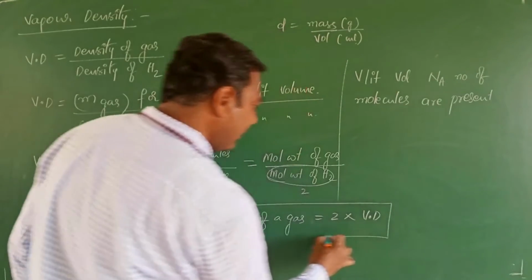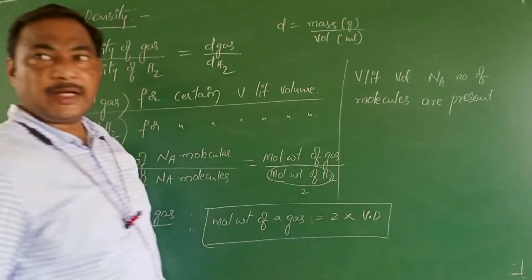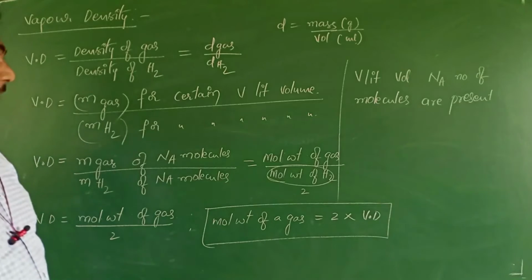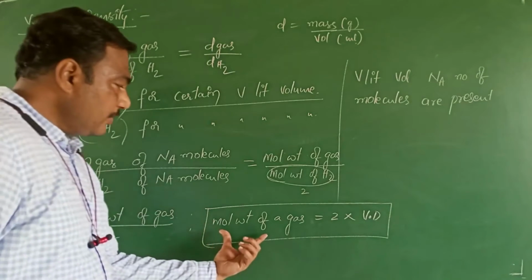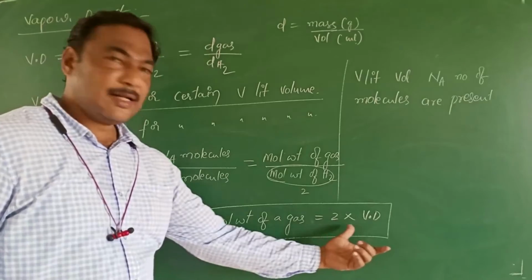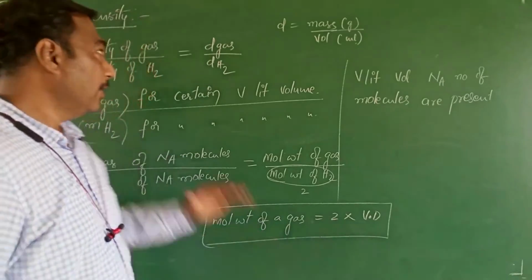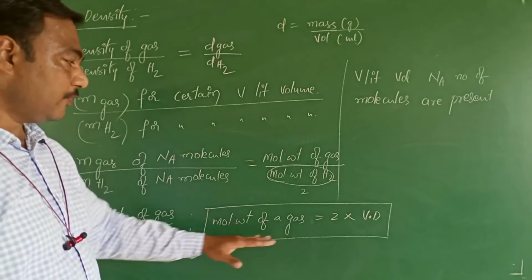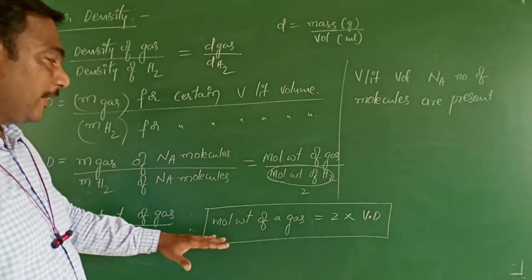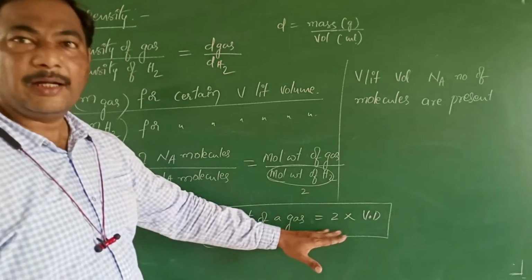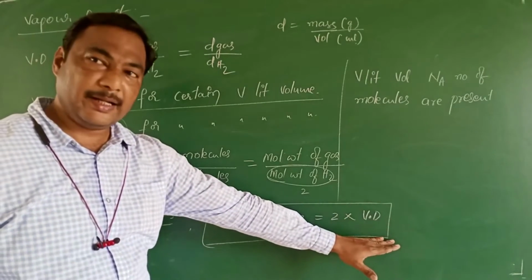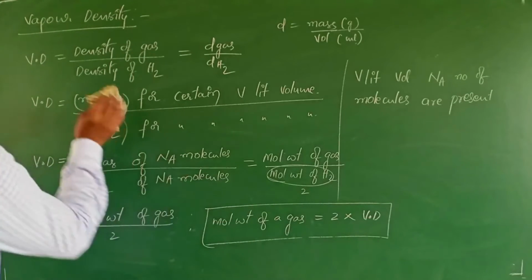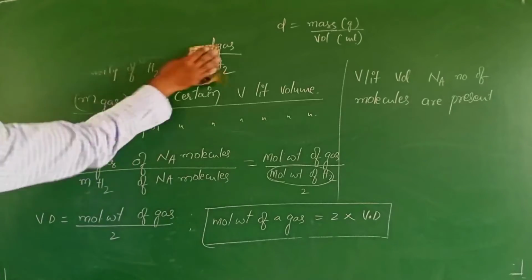This is one important relation, students. Molecular weight of a gas is nothing but 2 into vapor density. We will be using this formula. This derivation we don't need, but in problems we need this formula. Please make a note: molecular weight of a gas is nothing but 2 into vapor density. Now, in continuation with this derivation, I would like to discuss one more important point here.